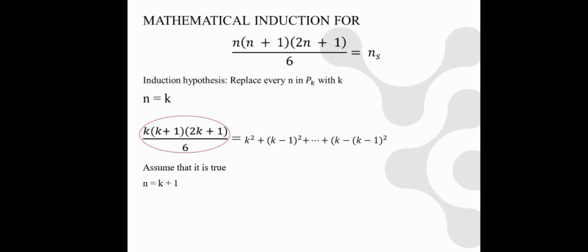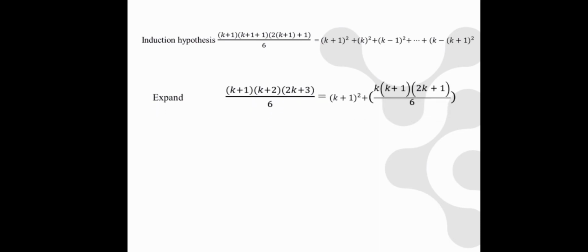So for the second one, n is equal to k plus 1. Induction hypothesis: k plus 1 multiplied by k plus 1 plus 1 multiplied by 2 times k plus 1, all over 6, is equal to 1 squared plus 2 squared up to k plus 1 squared. So, that's what we had earlier. The next step is to expand. So we just copy, and we multiply 2k plus k plus 1. So, next step is to expand.